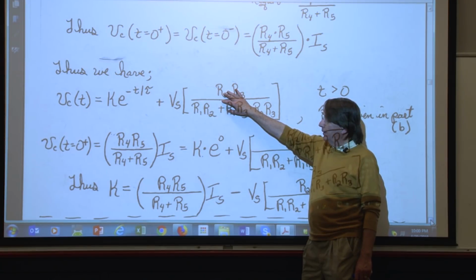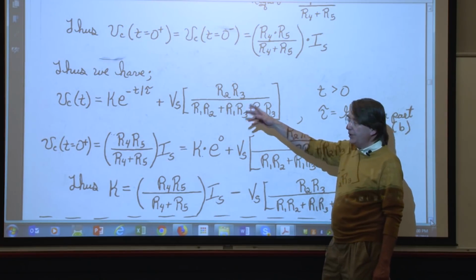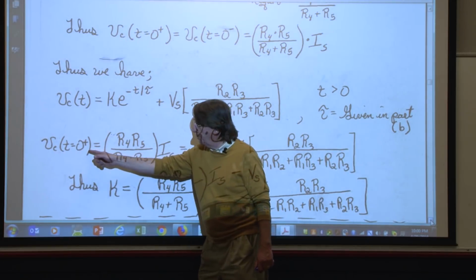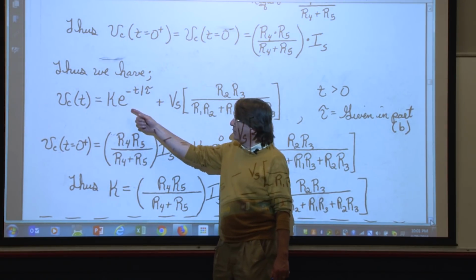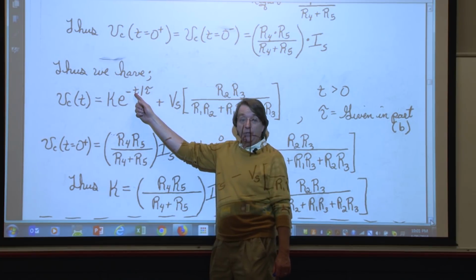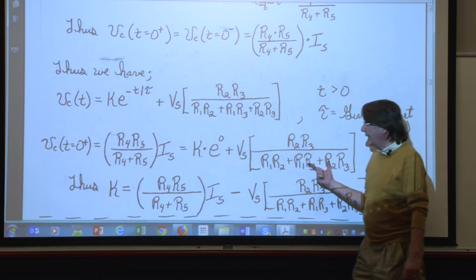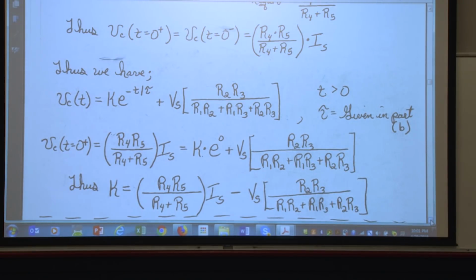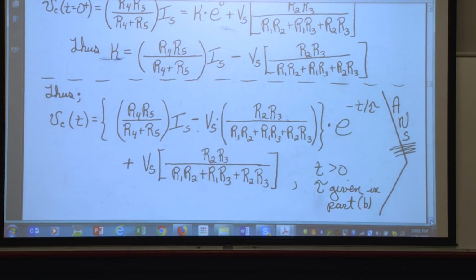I now set this equation equal to the initial condition at t equals 0 plus. So at t equals 0 plus, this is the initial condition we just solved for. And that's equal to k e to the minus t, but t is 0, plus the right-hand side. Solve this for k, and I get this. And then the last thing we do is we plug it in, and we've gotten everything complete.